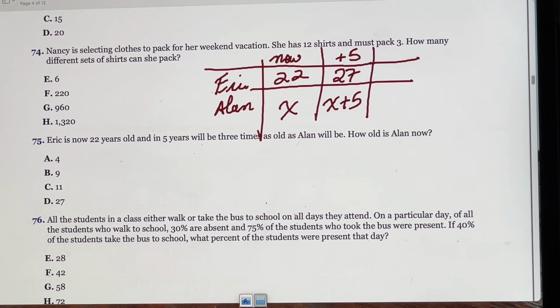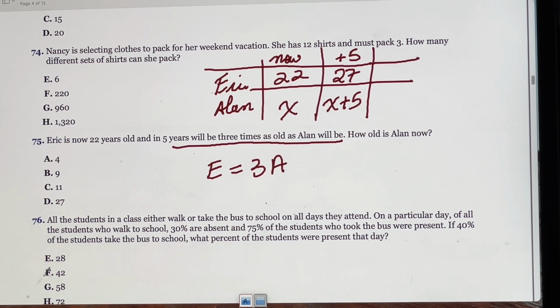Now, that's my setup. After I do this, I go back to the problem, and I set up an equation based on the information that they give me. It says in 5 years, Eric will be 3 times Alan. Well, what is Eric in 5 years? Eric in 5 years is 27, so I can replace that with 27. 3 times whatever Alan is 5 years from now, x plus 5. And that's my little equation.